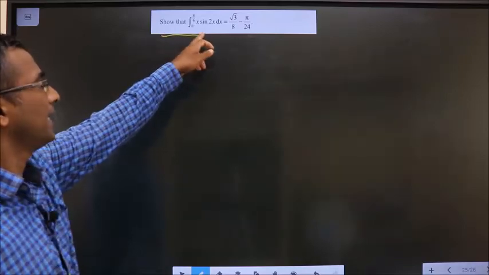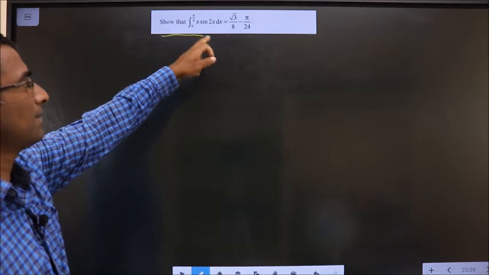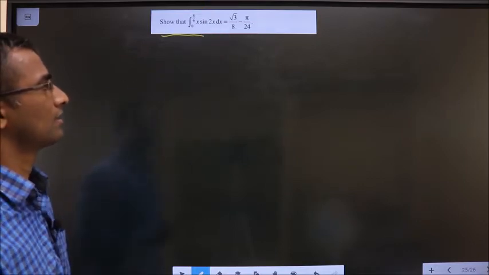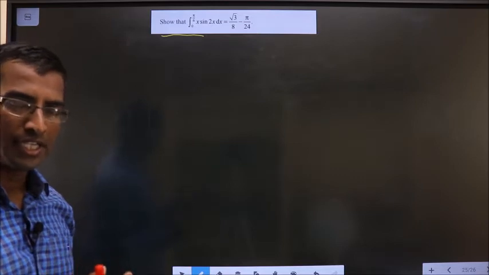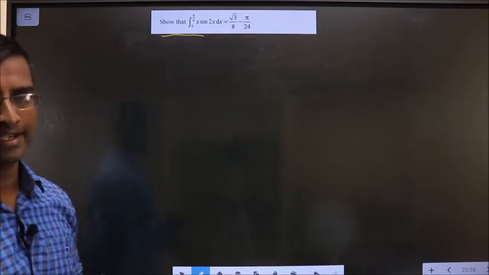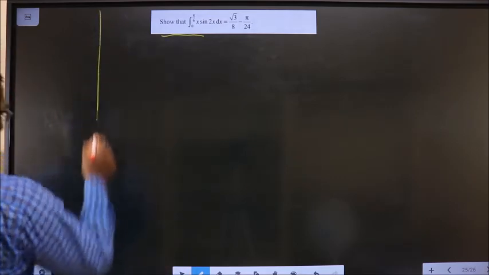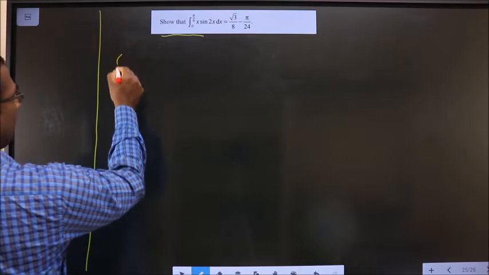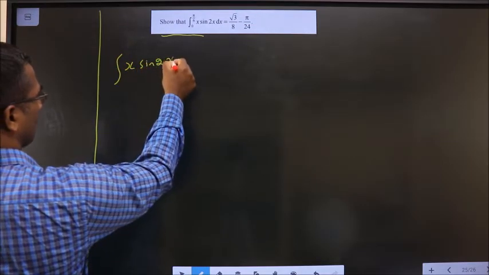Show that the integration of x sine 2x, with limits from 0 to pi by 6, is equal to that. How do I show that? See, first we should integrate, then put the limit, simplify and get that. So step 1 is integrating x sine 2x dx.